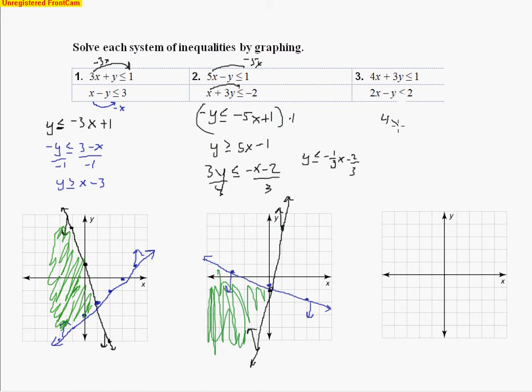So 4x is less than or equal to 1. 3y is less than or equal to 1. So I end up with x is less than or equal to 1/4, and y is less than or equal to 1/3. So when you have numbers like this, they're really close. So like you got to only go 1/4 of a space over and 1/3 of a space down. So it's going to be like this. But you get an idea about what that line looks like.